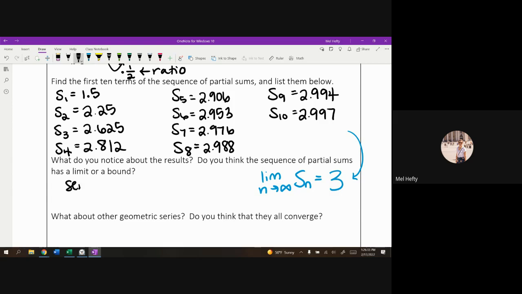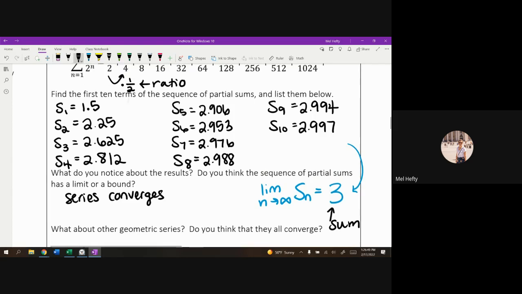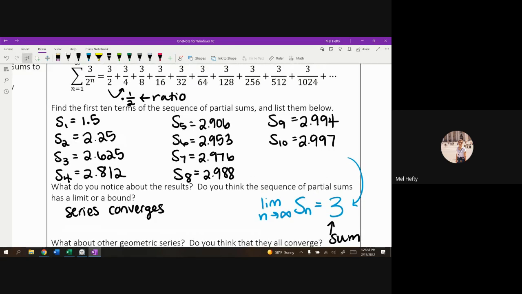This series converges. And what does this 3 mean? This 3 would be the sum of the series. So if I could actually go and add up all of those infinitely many terms, they would add up to 3.